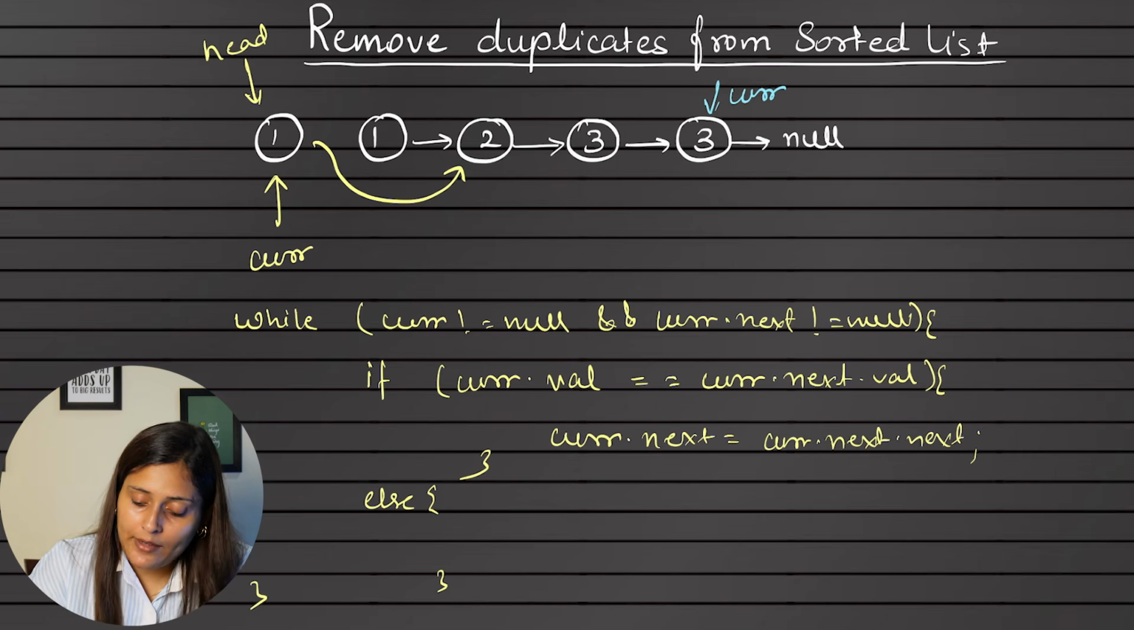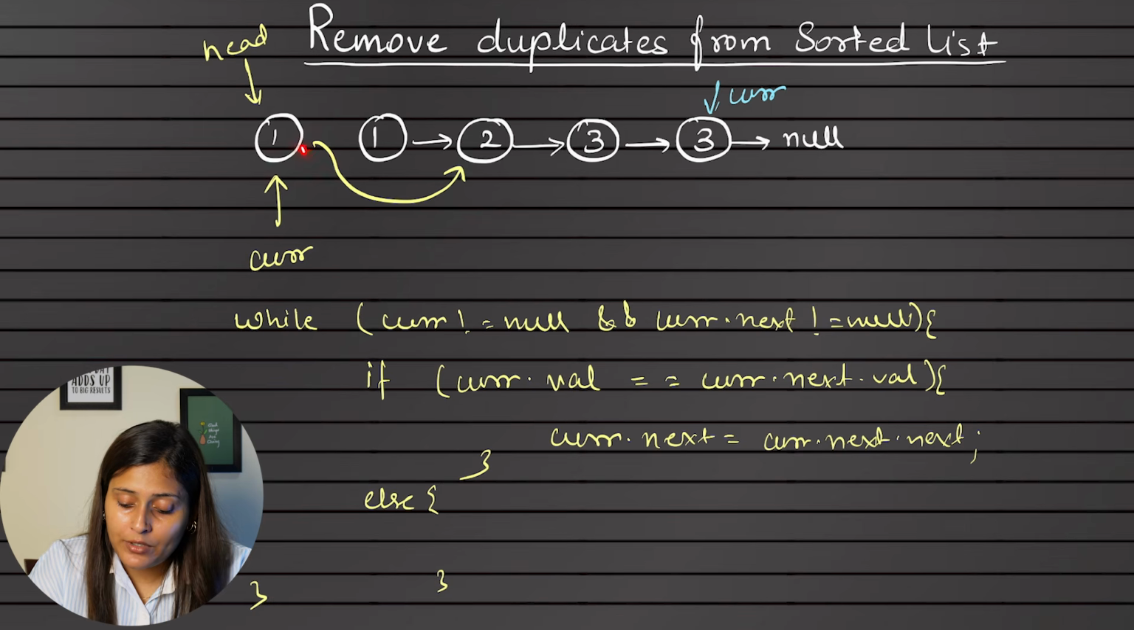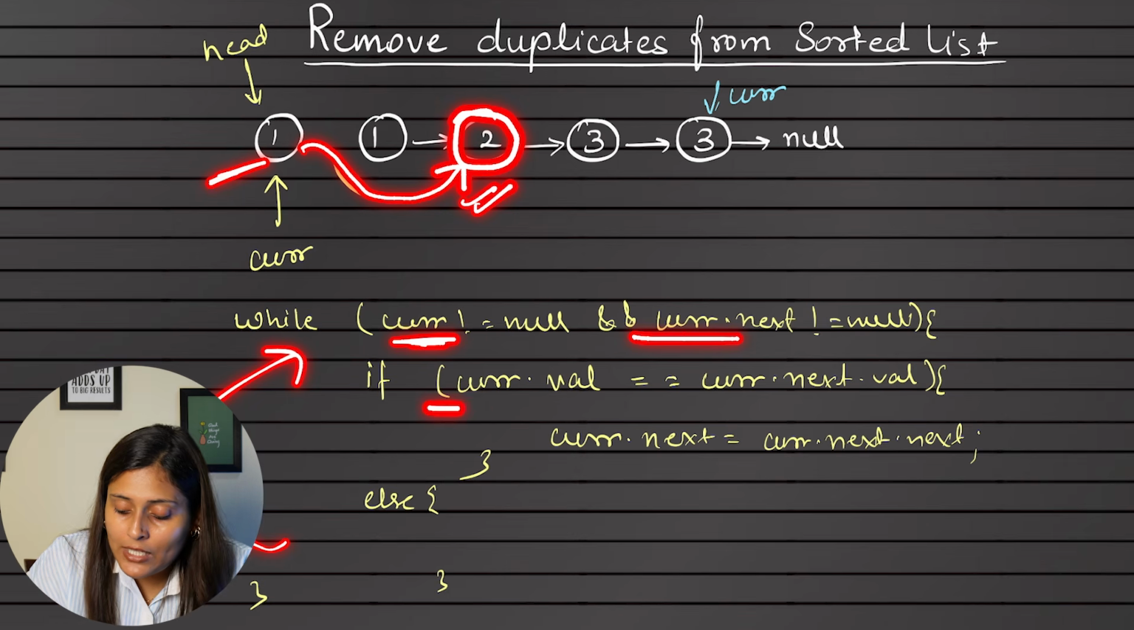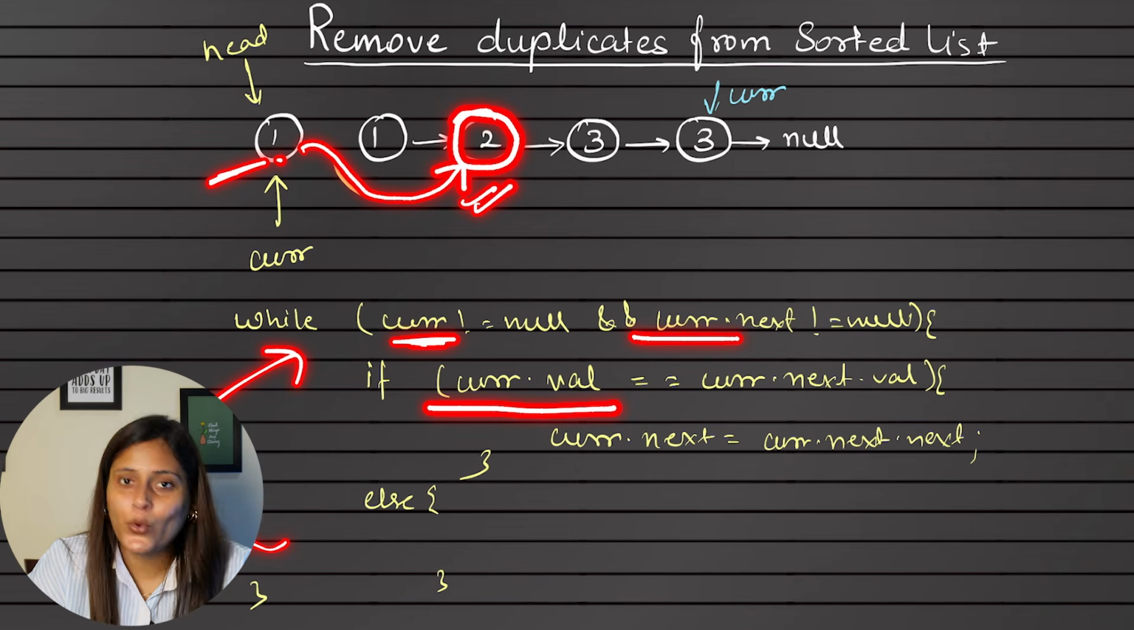Done. Now what will happen? Current we have not moved, but we have disconnected and connected to its next. Now again it will go: while my current not null, yes, current not null, and current dot next not null, yes, 2 is also not null. So now again, if my current dot value 1 matches with this, no, it does not match.